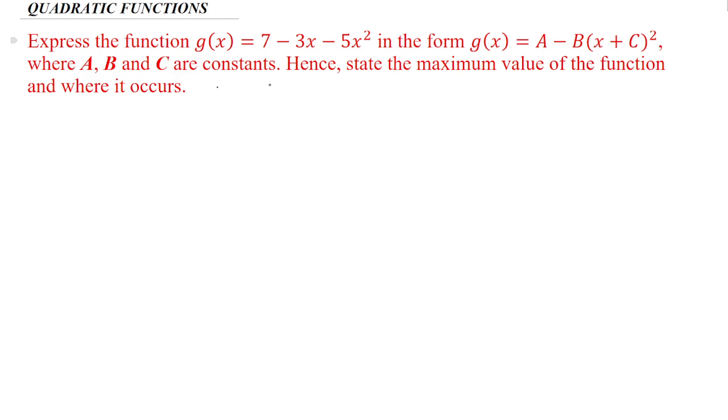This is the first part of the question. So the first part of the question is we are supposed to express the quadratic function in the form given, which is a minus b into brackets x plus c all squared. Then we come to the maximum value of the function, right?